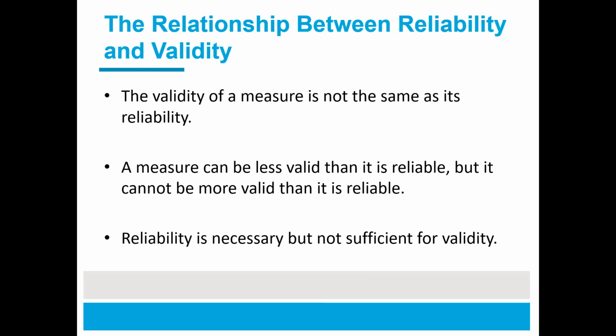Lastly, let's talk about the relationship between reliability and validity. Remember that just because a measure is reliable doesn't mean it's a valid measure. For example, head circumference and IQ. Remember that reliability is how well a measure correlates with itself, whereas validity is how well a measure is associated with something else. If a measure doesn't even correlate with itself, then how can it be correlated with other variables? So reliability is necessary for validity, but not sufficient in itself.